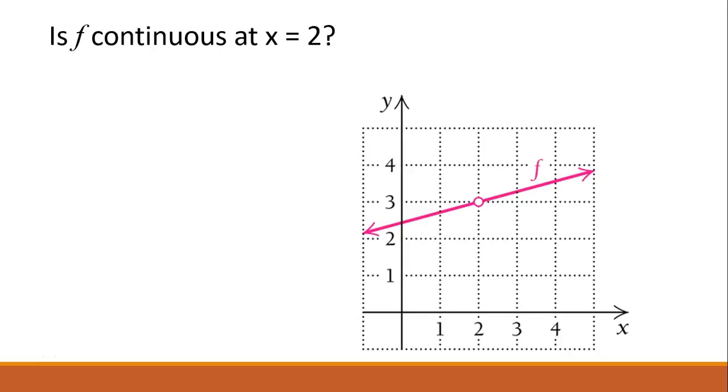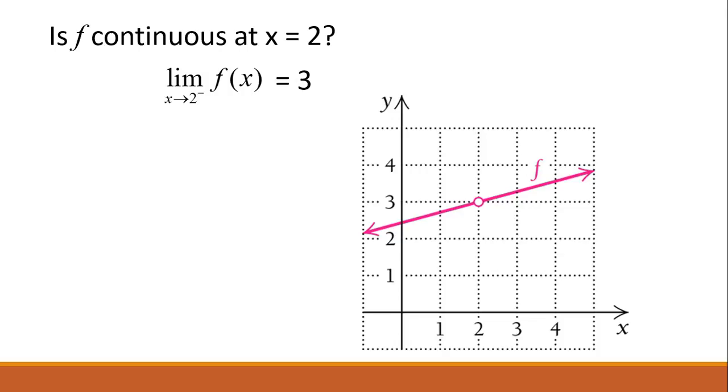Now it's probably pretty clear from the graph that we have a hole in it. We have a hole that seems to be at the point (2, 3). And if we try to draw along this graph from left to right, we'd have to pick up our pencil at (2, 3) and hop over to the other side of the graph. So it might be pretty clear from the graph that this is not a continuous function.